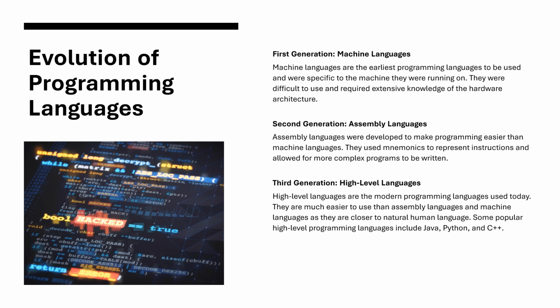Third generation, high-level languages. High-level languages are the modern programming languages used today. They are much easier to use than assembly languages and machine languages as they are closer to natural human language. Some popular high-level programming languages include Java, Python, and C++.